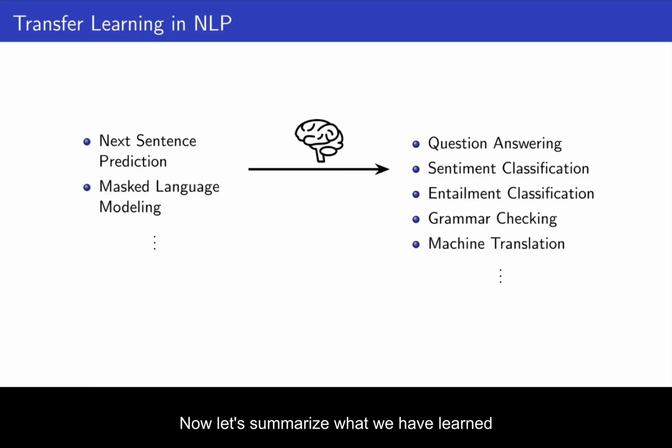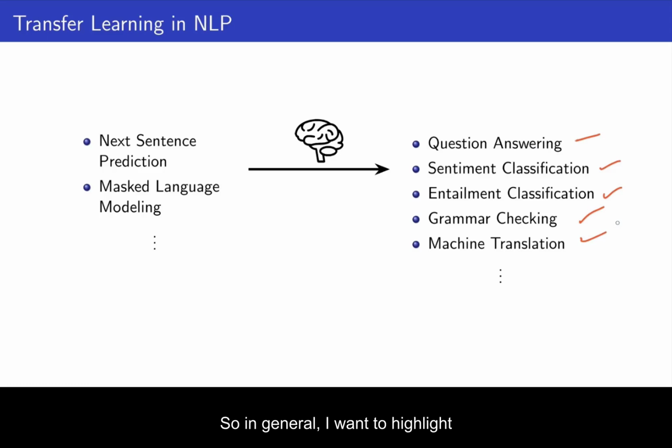Now let's summarize what we have learned for transfer learning in natural language processing. Next sentence prediction and masked language modeling as used in BERT are self-supervised pre-training tasks for natural language processing. These self-supervised learning techniques can enable the network to learn contextualized word embeddings, which can then be used to solve target tasks of, for example, question answering, sentiment classification, entailment classification, grammar checking, machine translation, and so on.